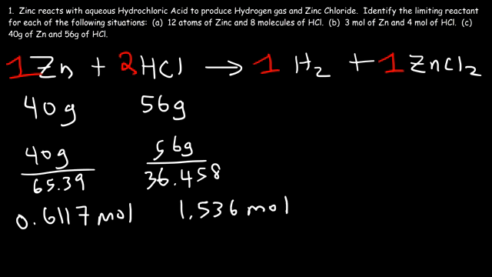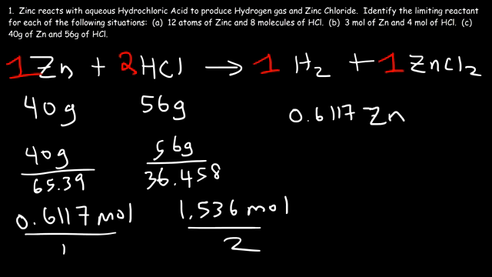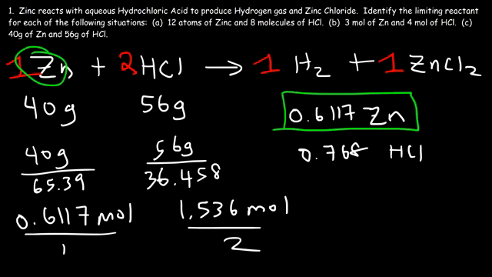1.536 moles of HCl. Now once you have the moles of each of the two reactants, then divide it by the coefficients. So we're going to divide this by 1 and this one by 2. So for zinc, it's still going to be 0.6117 moles per coefficient. For HCl, it's 1.536 divided by 2, which is 0.768. So in this case, zinc has the lowest quantity per coefficient ratio. So therefore, zinc is the limiting reactant in this example.